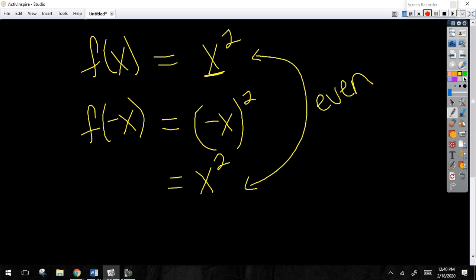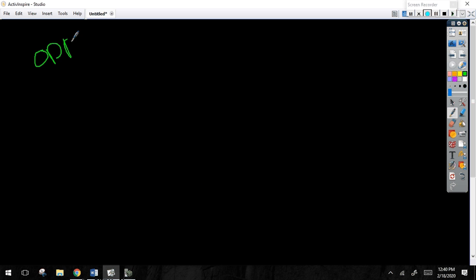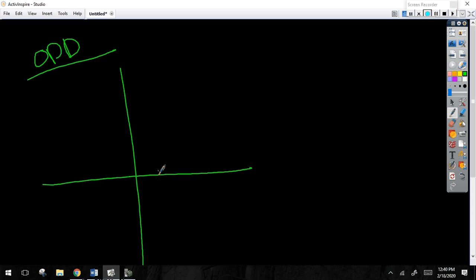All right, let's look at odd, and then I'll give you a couple examples, and you can tell me even, odd, or neither. If it's odd, let me show you what it looks like first. Odd is symmetric about the line y equals x. Okay, so it's a little different looking, okay? If you could fold that graph in half over that line, that's where it's symmetric.